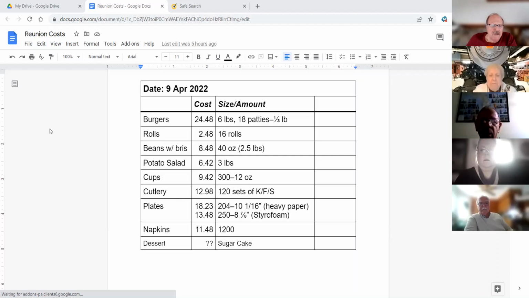Well, it looks like you've made room to do this. Is there a way to find out? Obviously, the cutlery, the plates, the napkins, and the cups would all be good for up to 100 plus people. But can we figure out, in 50 people increments, how many burgers and the cost of that, how many rolls, and I don't have any idea how much the average person eats in potato salad and beans.